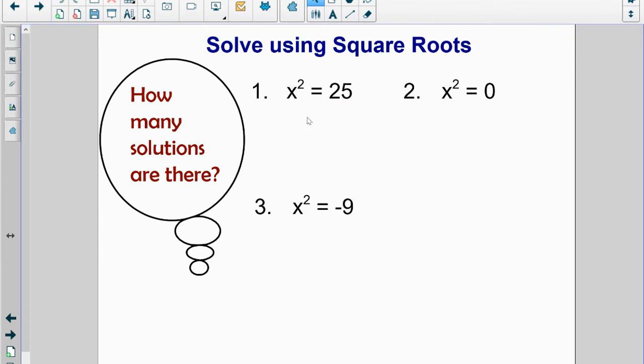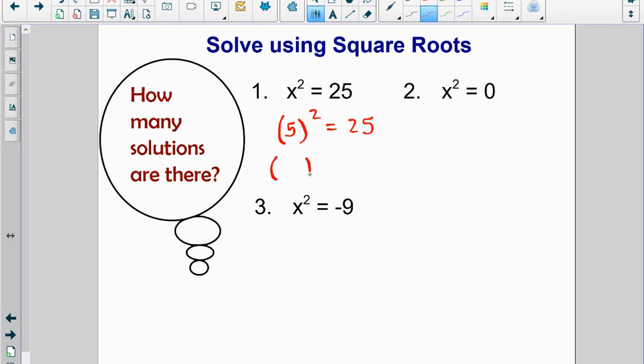So in number one, if x squared equals 25, I want you to think about what possible numbers, so what number squared can equal 25? What number times itself equals 25? Well, I'd be willing to bet most of you said 5 in your head. You know 5 times 5 is 25, and you would be right that x can equal 5.